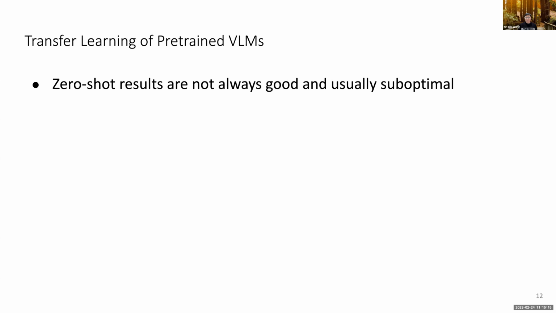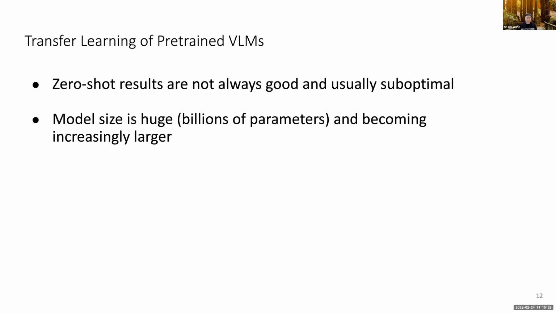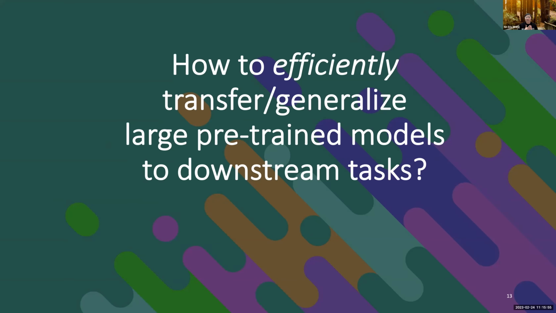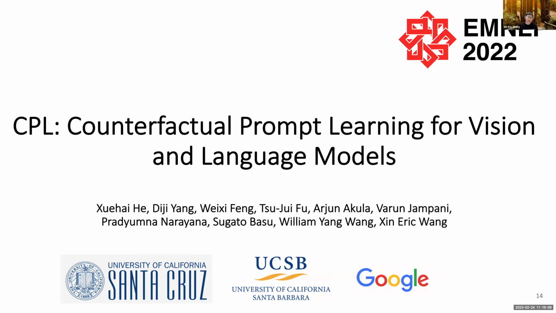As you can see, those pre-trained vision and language models can do zero-shot learning, but zero-shot results are not always good and are usually suboptimal. Meanwhile, the model size of those foundation models is huge. The biggest one has billions of parameters, and the model size is becoming increasingly larger. So collecting data for all downstream tasks or domains is impractical. The key research question we would like to ask is: how can we efficiently transfer or generalize those large pre-trained models to downstream tasks? First, I'm going to introduce our recent EMNLP paper, CPL, Counterfactual Prompt Learning for Vision and Language Models. This is a joint work between UC Santa Barbara and Google.